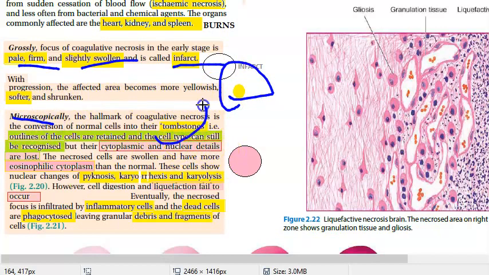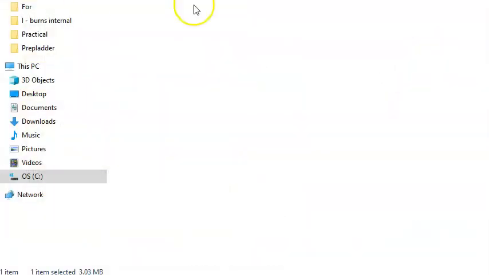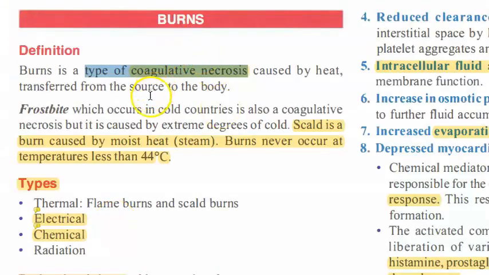Microscopically, you will see tombstones. Tombstones you will see in coagulative necrosis. They have more eosinophilic cytoplasm. What are the other types of necrosis that you know, guys? Just revise that.